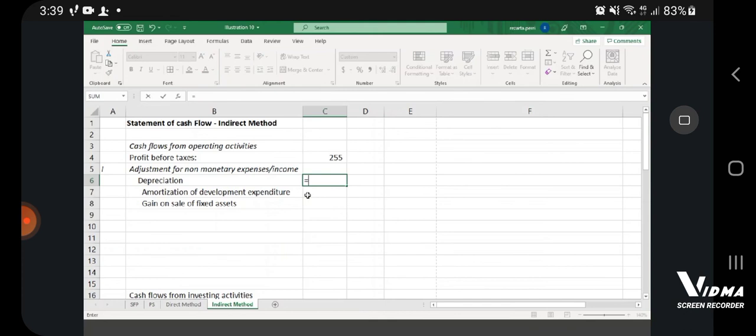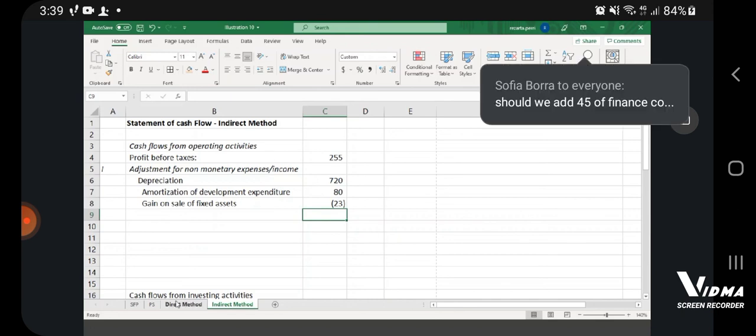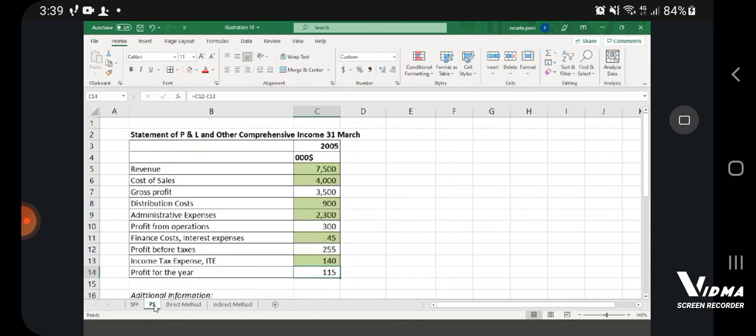Okay, so the depreciation is 720, if you remember. The amortization is equal to 80, and the gain on sale of fixed assets is equal to 23. Remember that gain should be deducted over here because it is an income. It has been included with a plus sign in profit before taxes, but right now it should be deducted to reverse its effects, okay?